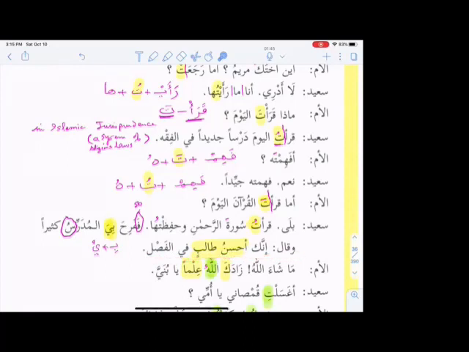Remember, after qala, anna will never come. It will always be innaka. Innaka ahsanu talibin. You are the best student, superlative degree, firstly in the class. The mother says, MashaAllah, may Allah be pleased with you, or this is what Allah likes from you.